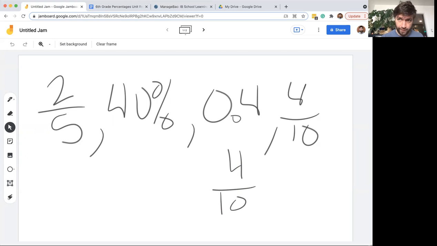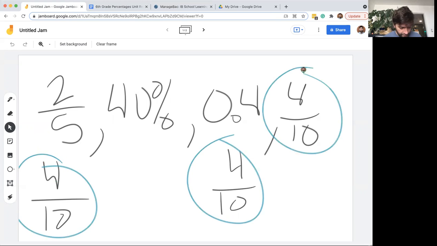I can look at 2/5, and I can know that to get 5 to 10, in this case, we'll just get it to 10 because we're trying to see if it's equivalent to 4/10. I just multiply 5 times 2 to get it to 10. And now I'll do the same to my numerator. 2 times 2 is 4, 4/10. Okay, so now I have 3 equivalents.